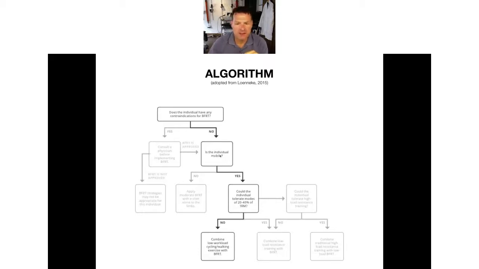If they are mobile, then can the individual tolerate loads, that should be loads, not modes, of 20 to 40% of 1 rep max? If the answer is yes, then we should ask the question, can they tolerate 60 to 90%? Because that would be high intensity. If the answer is no to either one of those, then what we could do is we could start doing low workload cycling or walking exercise with BFR.